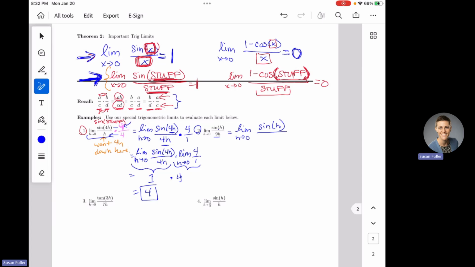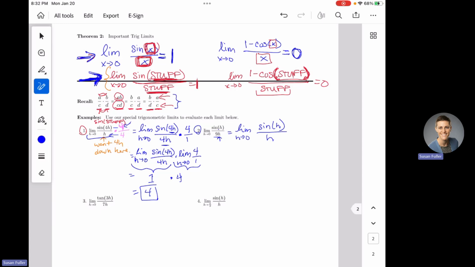In order to use this, I just want an h on the bottom, right? Well, I have an h right here, so I'm going to leave that h down here on the bottom because that's what I want, right? I have the sine of some stuff over that same stuff. I could use my gift on this. But that's not everything that I have in my fraction here.